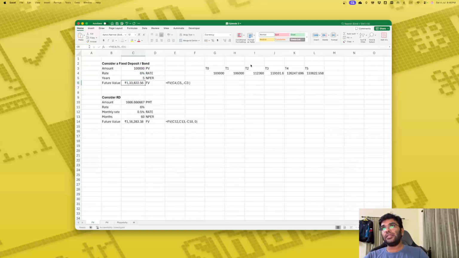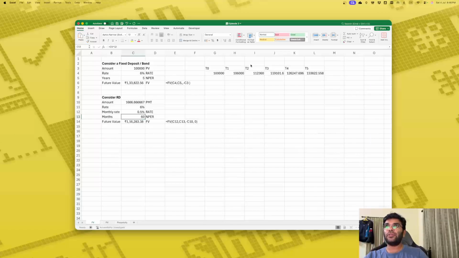imagine the same calculation. Instead of a lump sum amount of 1 lakh, you're doing the same 1 lakh as a recurring deposit over 5 years. That is in 60 months. So for the amount, I have divided it by 60 months so that you know your monthly payment. Rate is same, the number of years is same. Just that I've expressed it in number of months.